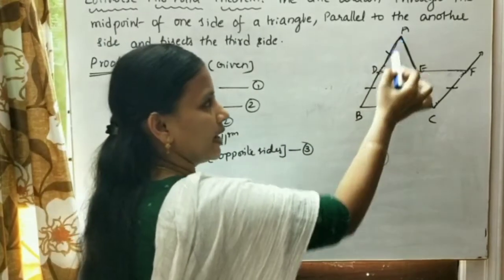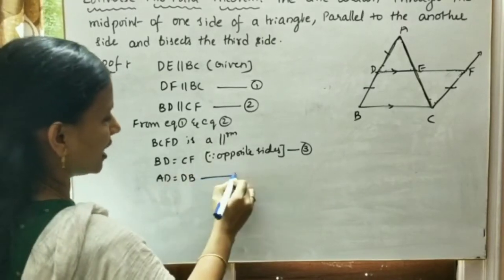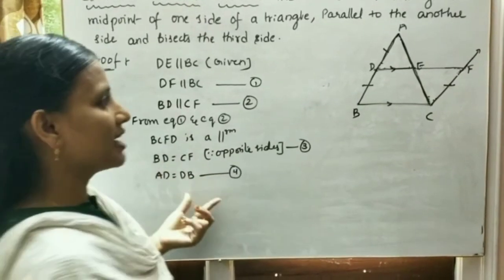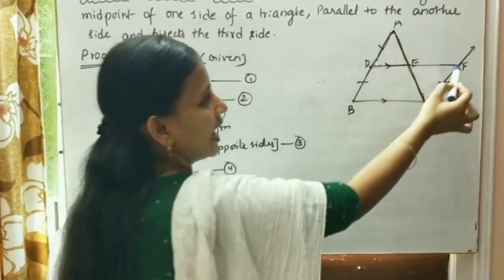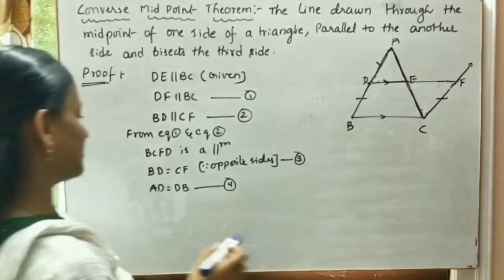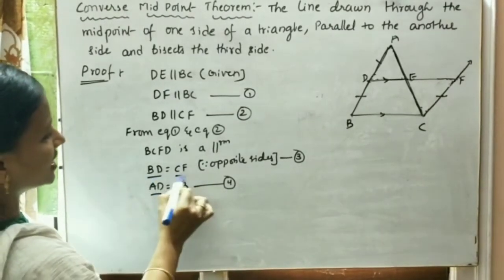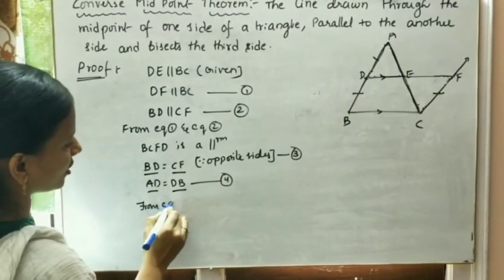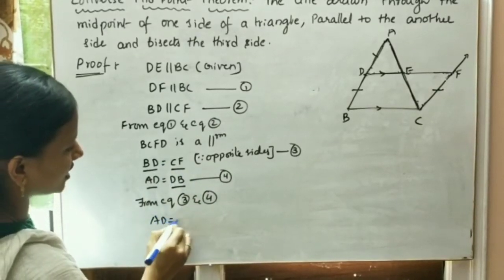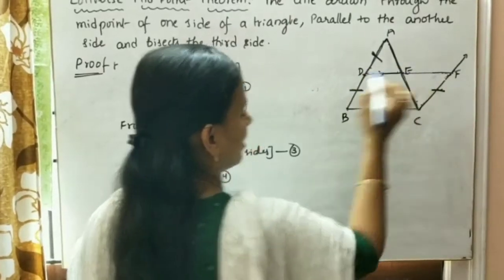But already we know AD is equal to DB. Take this as equation 4. From equation 3 and equation 4, AD is equal to DB and BD is equal to CF, so we can write AD is equal to CF. These three are equal.